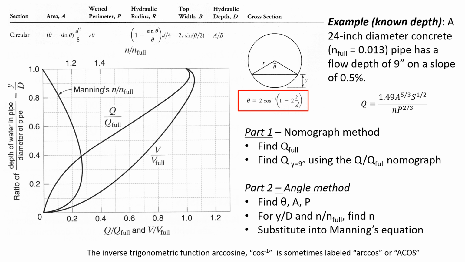So this is an example where we had a known depth, and we're just finding out what the flow rate is for this depth. So if we went into the field and we knew the slope of the pipe and the diameter of the pipe, and we stuck a ruler down into the sewer and measured the depth of flow was 9 inches, throw the ruler away and then start our calculations, because here we wanted to find out what is the flow rate.